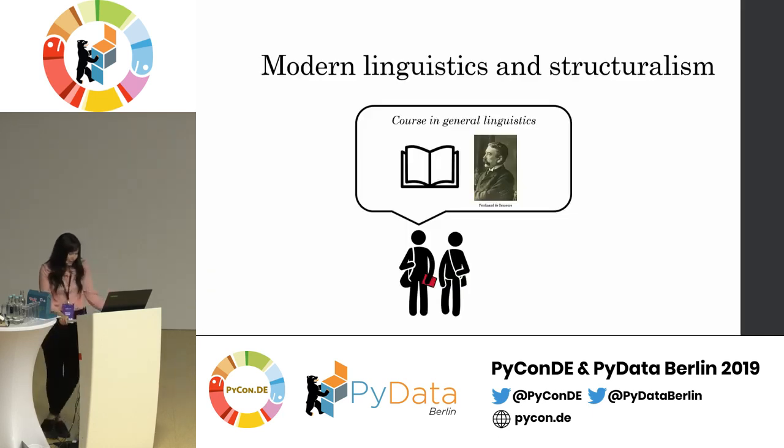At the beginning of the 20th century, between 1906 and 1911, Ferdinand de Saussure, a Swiss linguist and semiotician, gave lectures about linguistics at the University of Geneva. In 1960, after Saussure's death, his students Charles Bailey and Albert, I don't know how to pronounce his name, so Haya, published a course in general linguistics, based on their notes from Saussure's lectures. This is the moment where modern linguistics, especially structural linguistics, was born.